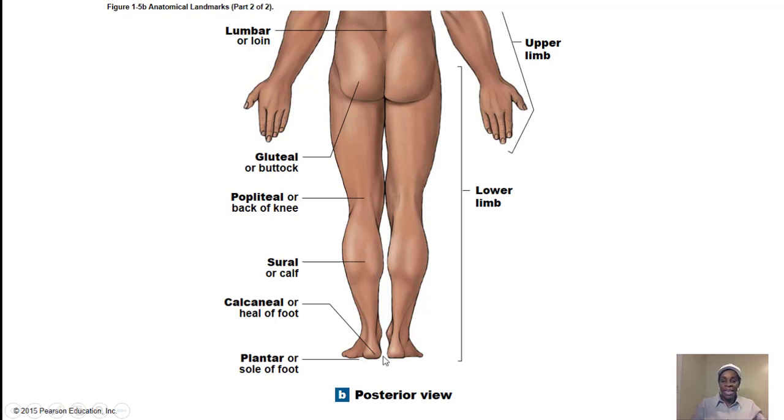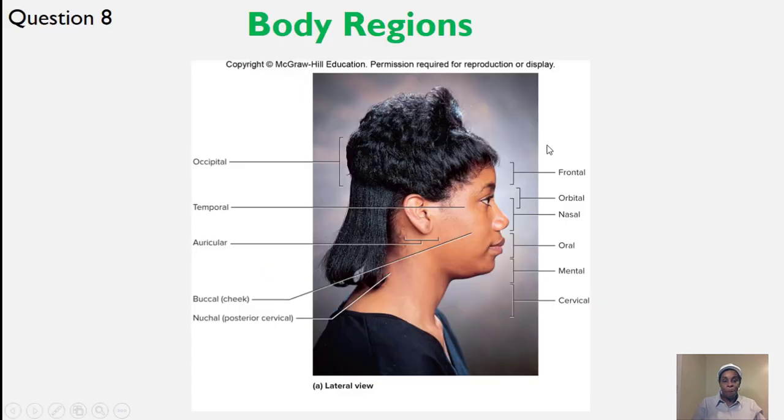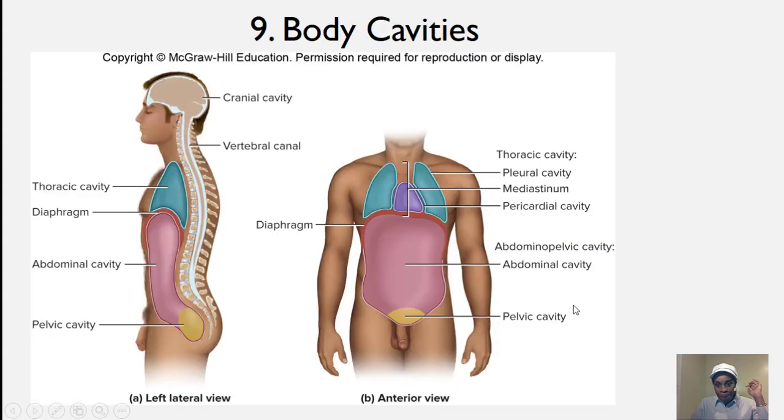And the back of the heel, like the heel of the foot, is calcaneal, and the sole of the foot is plantar. Remember, the palm is palmar and the sole is plantar. Now let's look at this quick. The frontal, orbital, or ocular, or optic. We need to practice this. Nasal, oral, mental, cervical, buccal, auricular, or acoustic, or auditory, temporal, and occipital, the back.